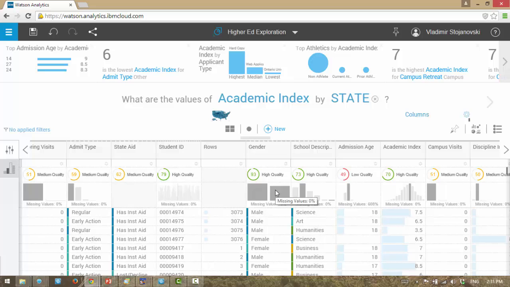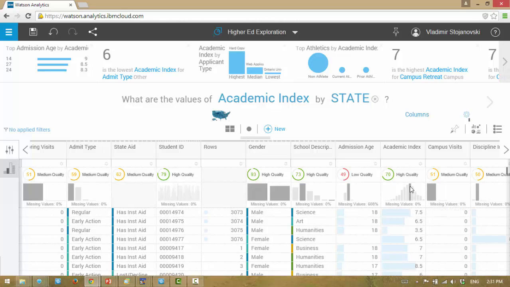In other words, if it was tilted significantly in one direction, such as some of these other columns here, then the value of this column for analysis may be diminished, simply because the data is so skewed towards one direction. Here's academic index, and that's the variable that we were looking at on the main screen here, the values of academic index by state. You will notice that there is a bell curve distribution of the data in the data set.